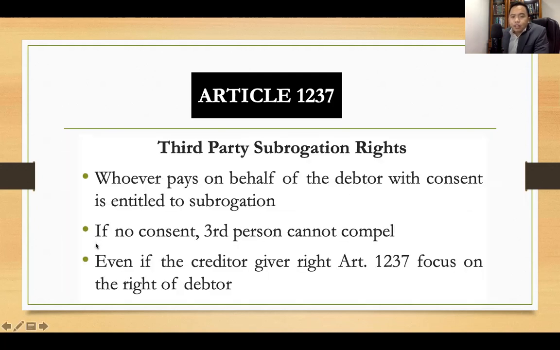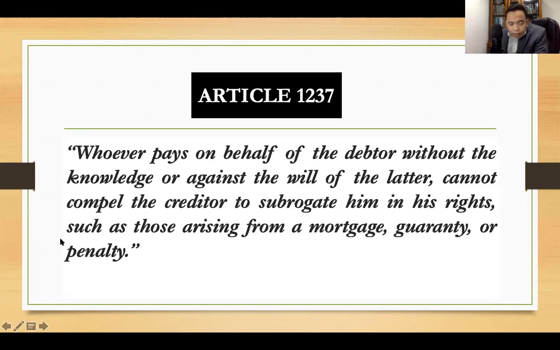Okay. So Article 1237 provides for a third party's subrogation rights. Whoever pays on behalf of the debtor with consent is entitled to subrogation. If there is no consent from the debtor, then the third person cannot compel the creditor to subrogate him in his rights.